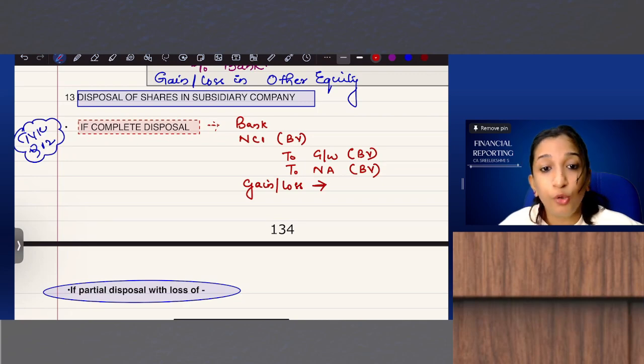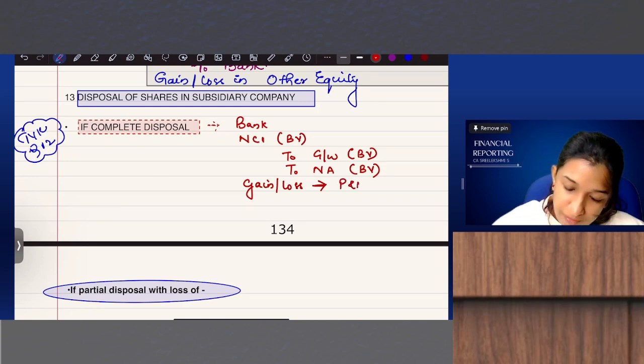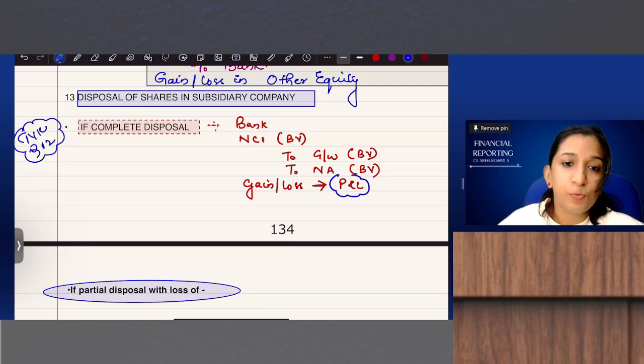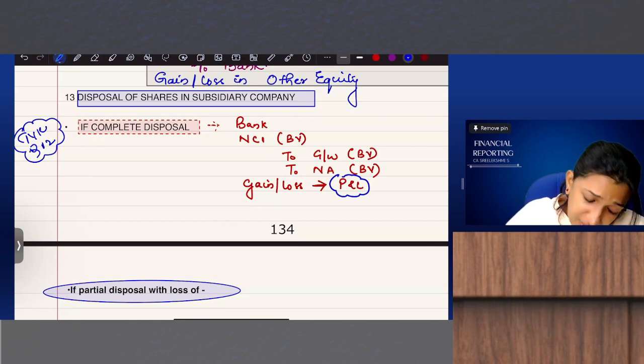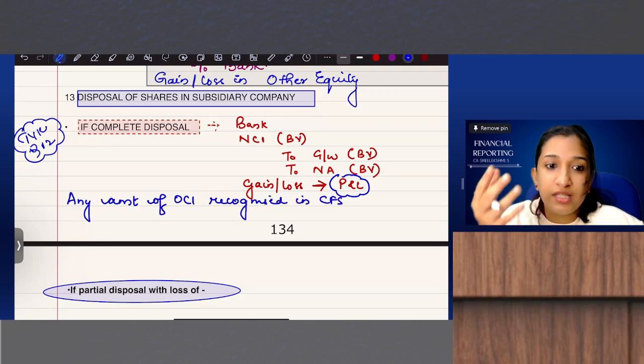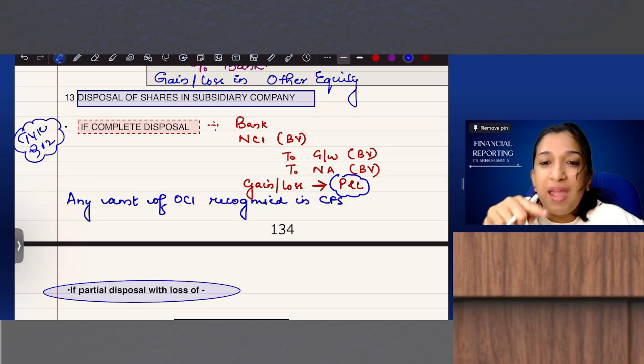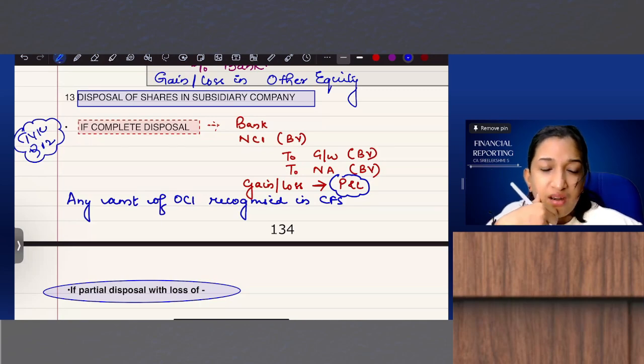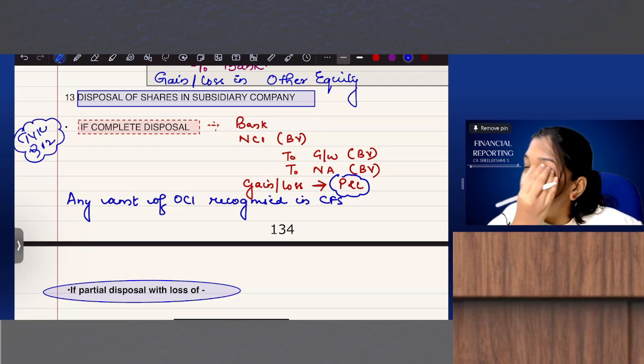Before control, after no control, then gain or loss to P&L. Now, a very, very important point. Any amount of OCI recognized in consolidated financial statements. Of course, the subsidiary's OCI share will be added to the parent company. Yes or no? If the subsidiary had an OCI, that 80% or 90% is the parent's share. So that we would have added to the parent company's reserves.